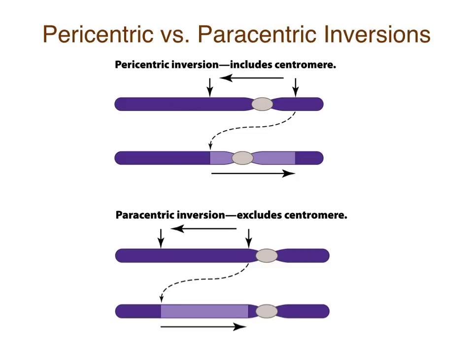A paracentric inversion is some other little part that doesn't include the centromere. It breaks apart, flips around, and reinserts. That's what happens with paracentric inversions. Okay. So these inversions.